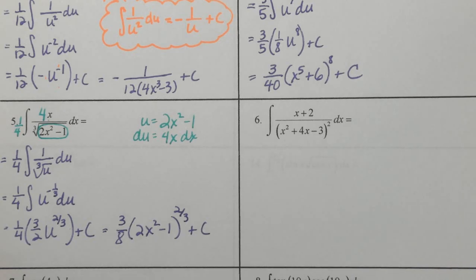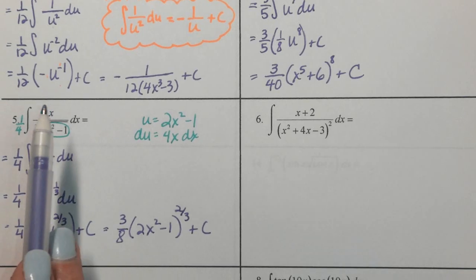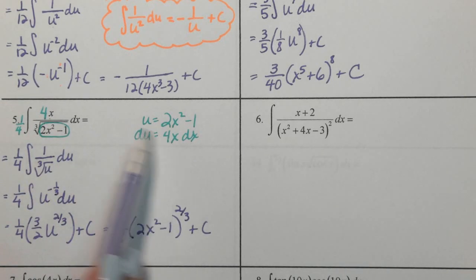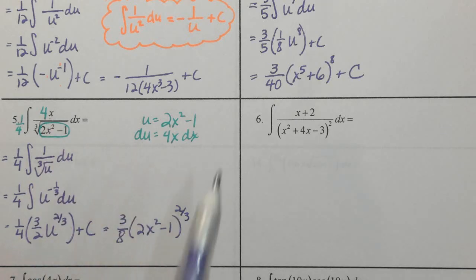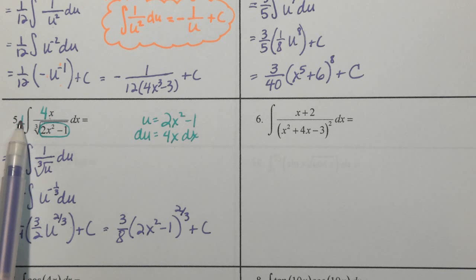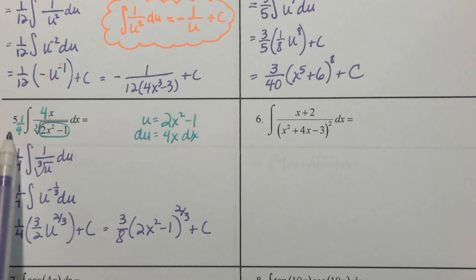Around this time, students usually say, Miss Murray, what if that x wasn't there? You cannot multiply by an x in here and take an x out here. It does not work that way. You cannot do it. You can only put a number. You can only multiply by a number here.